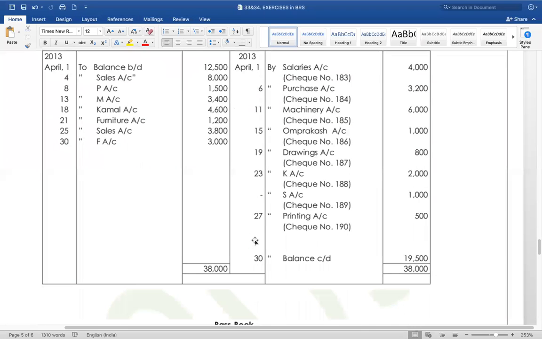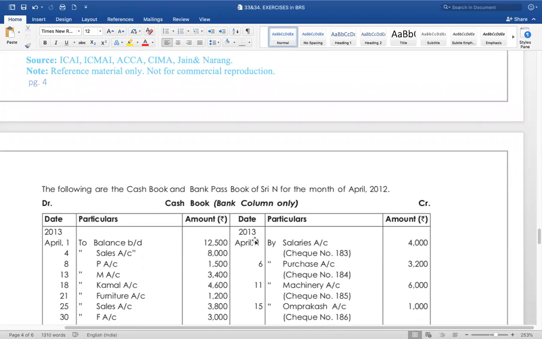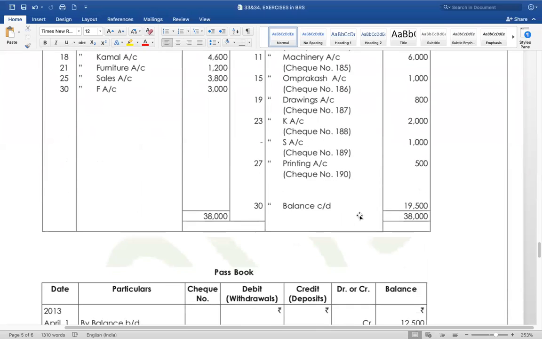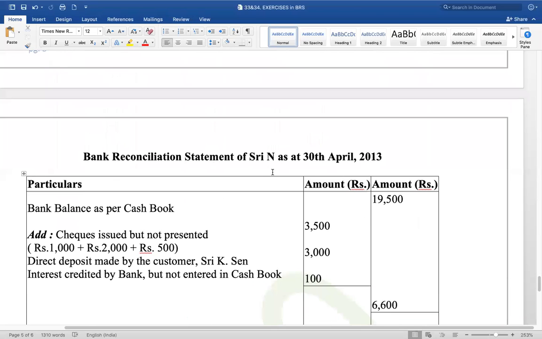Now, shall we start? What's the first thing that we have to do? Identify the date for the month of April. That's the 30th, the last day. Identify the last day: as on 30th April 2013, bank reconciliation statement of Sri N. So draw three columns: particulars column, amount inner column, amount outer column.